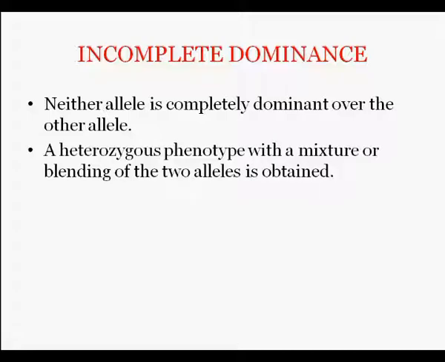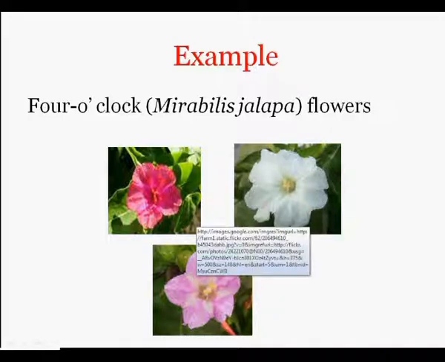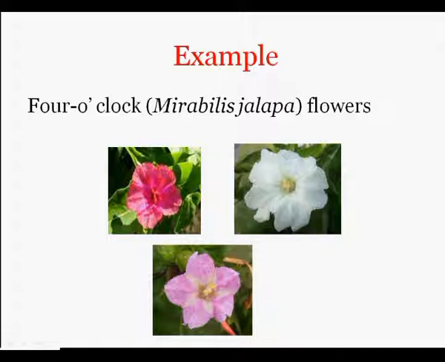Now, what is incomplete dominance? Neither allele is completely dominant over the other allele. This is the concept. In this case, we get the heterozygous phenotype with a mixture, or you can say the blending, of the two alleles. Now, we will discuss the example of the 4 o'clock plant, called Mirabilis jalapa. In this case, we have two types of flowers, one red and the other white. We get a pink individual in the next generation.